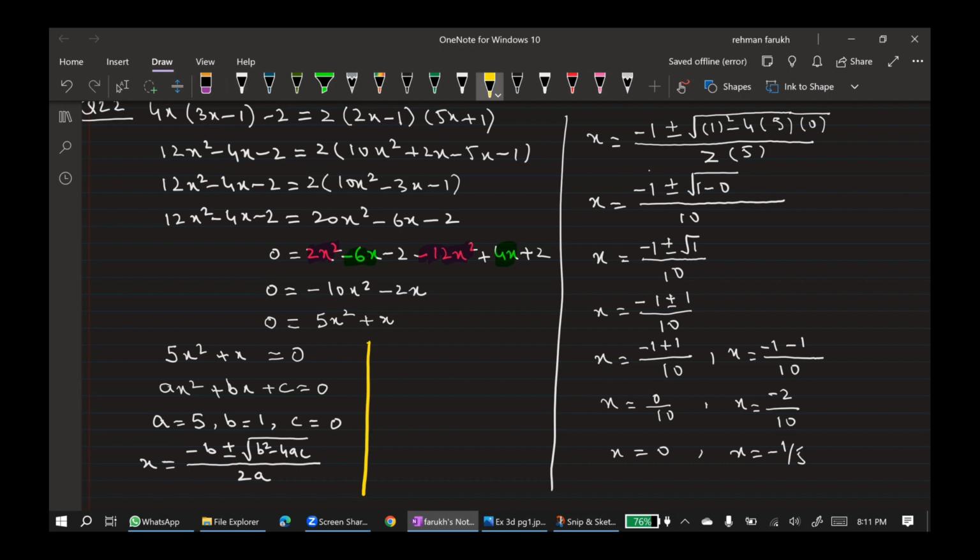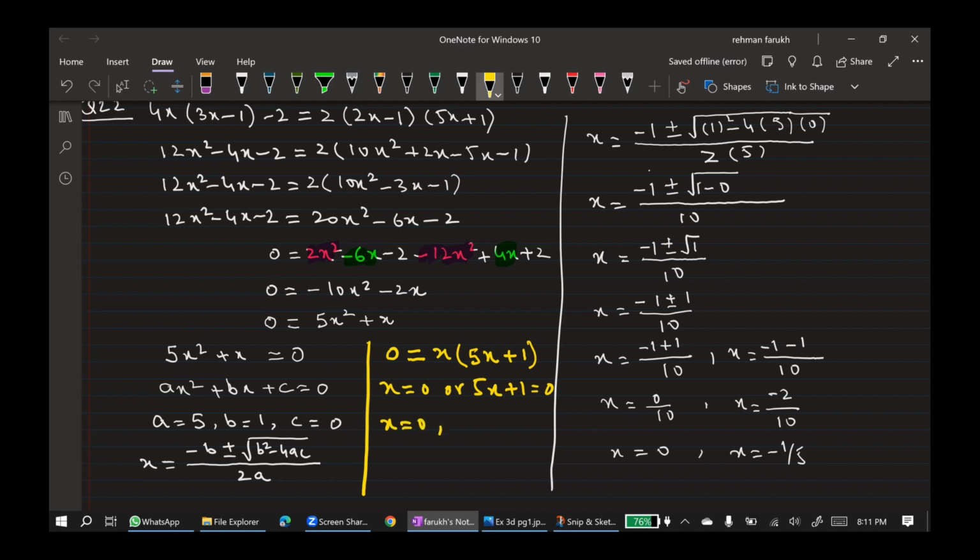You can see that the first step of the factorization is, if there is something common between all the terms, then we will take common. We can see that x is common in both the terms. So I will take common x. 5x plus 1 is inside the brackets. Now we will apply the zero product rule. We have two factors x and 5x plus 1. We will put both the factors equal to 0 by using zero product rule. X is equal to 0 or 5x plus 1 is equal to 0.